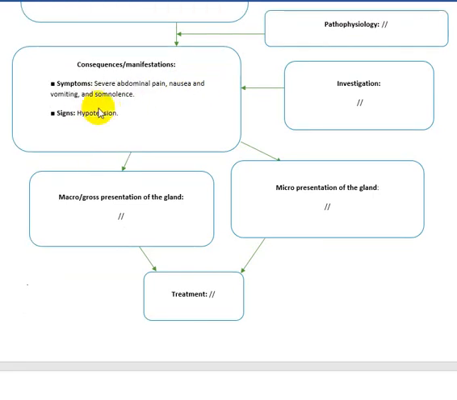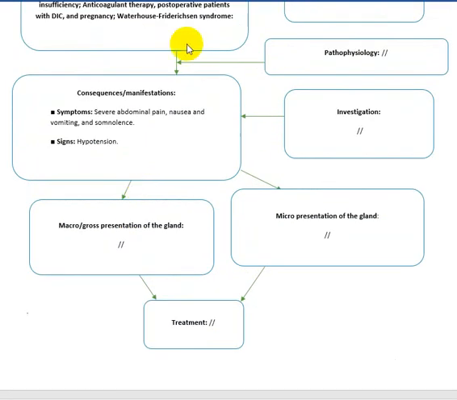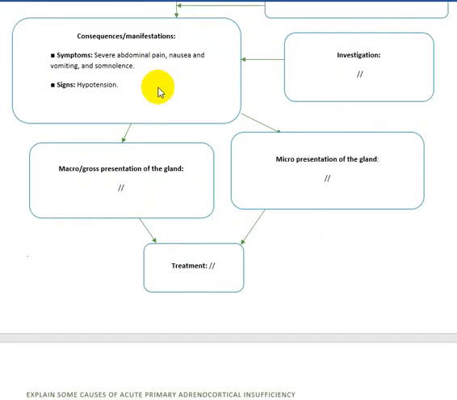So these are the signs of aldosterone level reduction, and these signs are very acute. You are going to have vomiting, diarrhea, nausea, abdominal pain, and hypotension. But if it is due to Waterhouse syndrome, the lateral parts of your abdomen are going to be reddish. So these are the signs of Waterhouse syndrome.